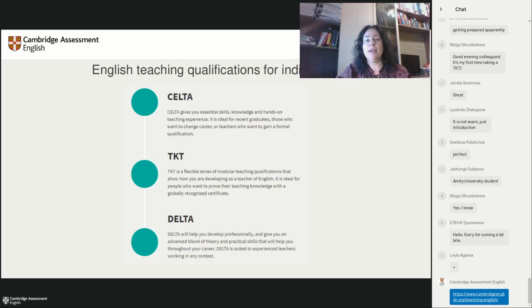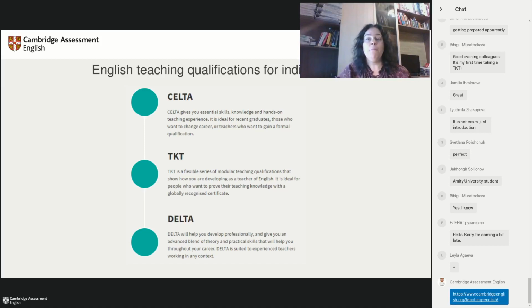It was designed as an initial qualification for those who wanted to start teaching, or for those who had some theoretical knowledge, but they wanted to get some hands-on experience as well, and become more confident. You can actually see the link now in the chat box to the website where you can find more information about all qualifications.